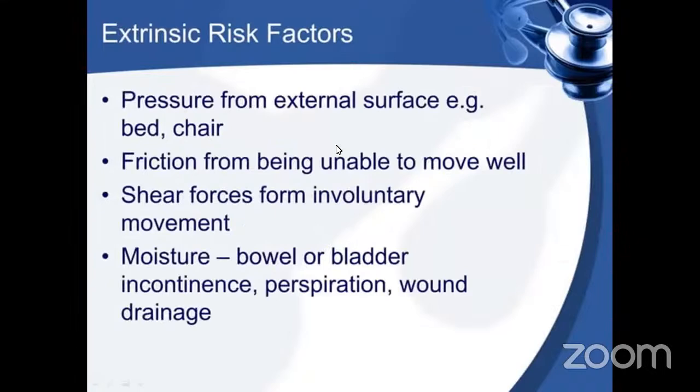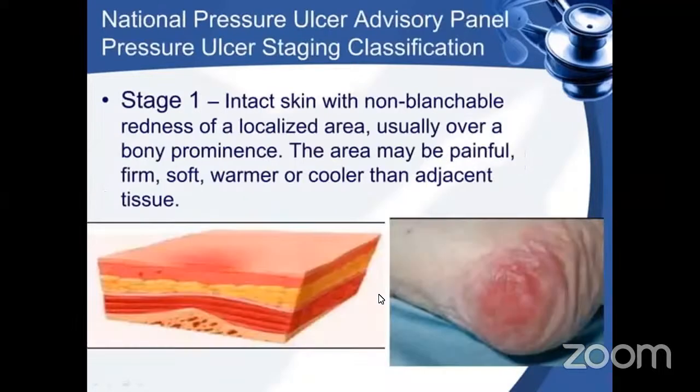Now we are going to discuss the extrinsic risk factors, like the pressure from external surfaces, for example, bed or chair, friction from being unable to move well, shear forces from involuntary movement, and the last one is moisture, which is a very important risk factor, like bowel or bladder incontinence, perspiration, and wound drainage.